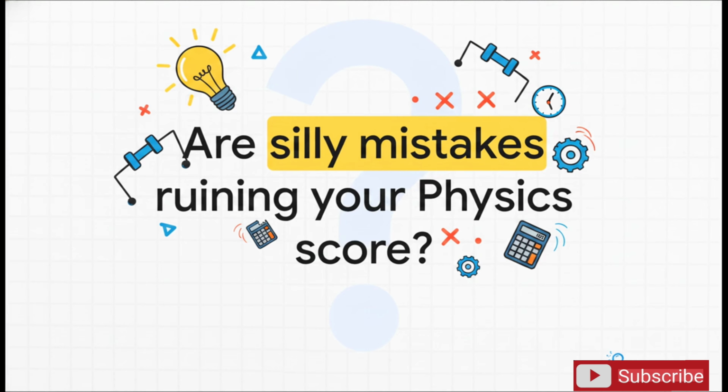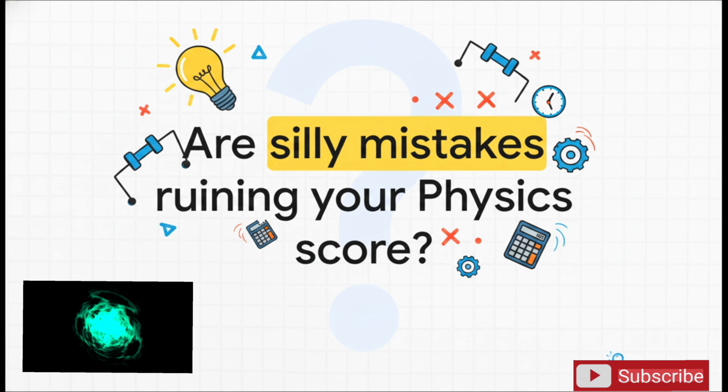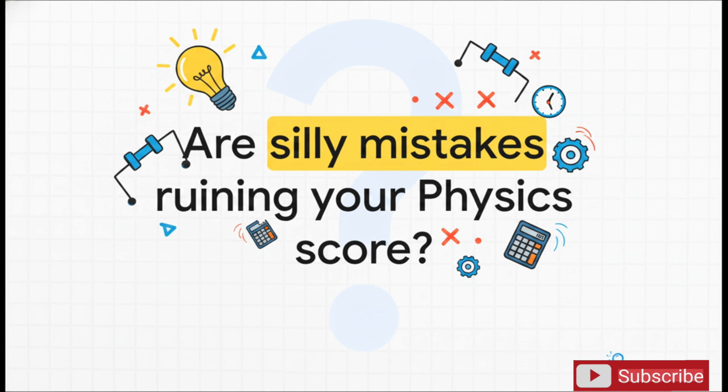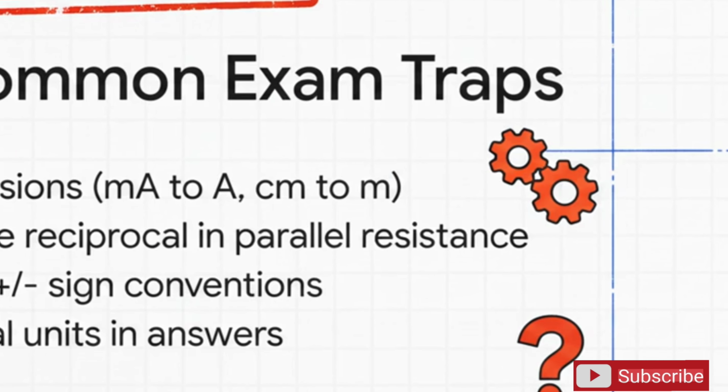Okay, let's start with a really painful reality. Are silly mistakes completely wrecking your physics score? Time and time again, I see these brilliant students, students who understand the theory perfectly. They walk out of the exam hall, check their answers, and suddenly realize they've dropped 5 or 6 easy marks. And why? Well, it's rarely because they didn't know the physics. It's almost always because of these tiny, frustrating errors in their numericals. You see, the board exam is designed to test not just your knowledge, but your attention to detail when you're under pressure.